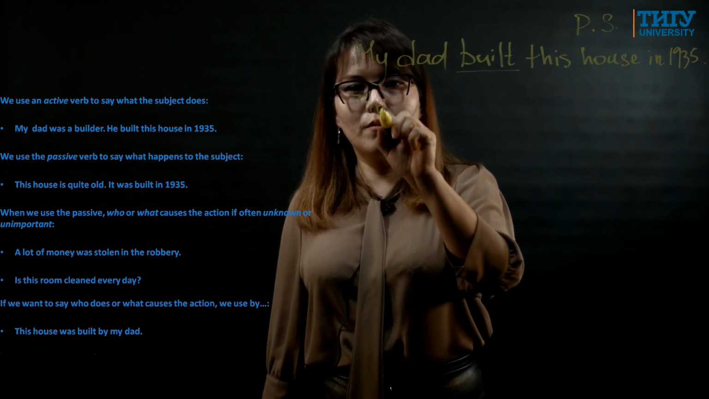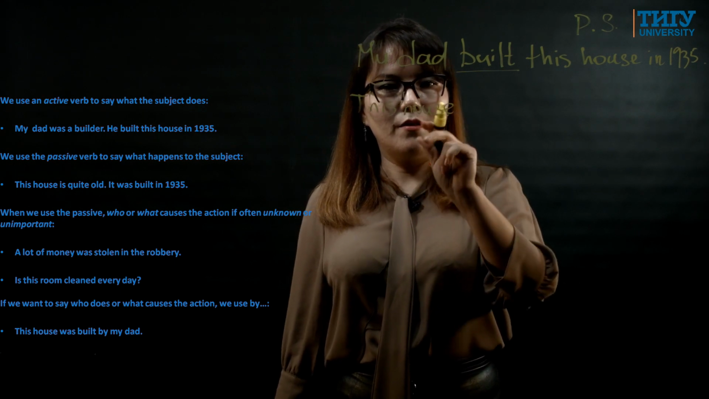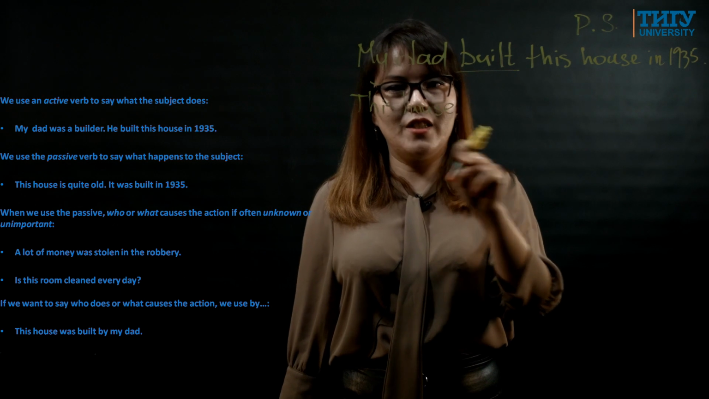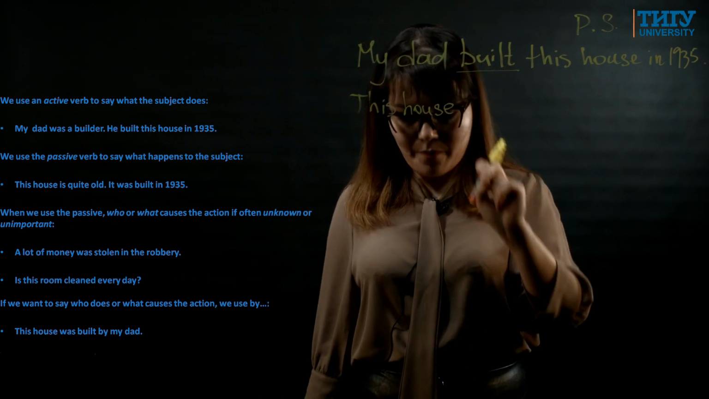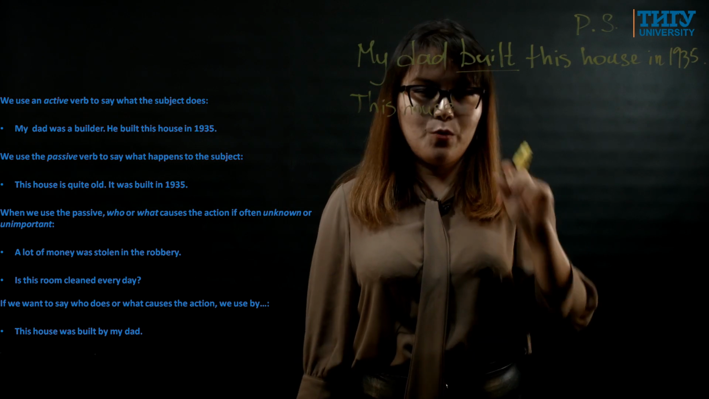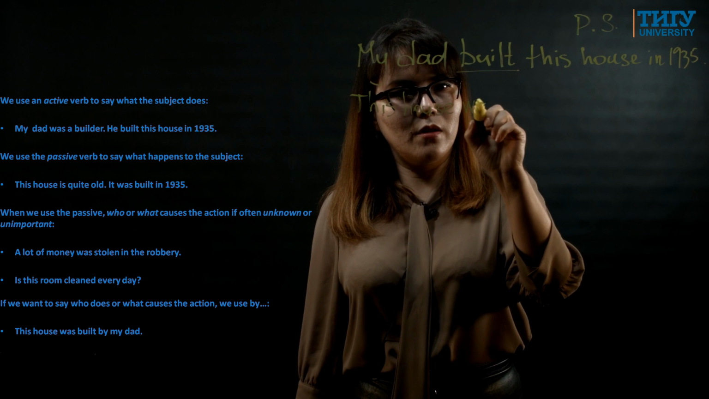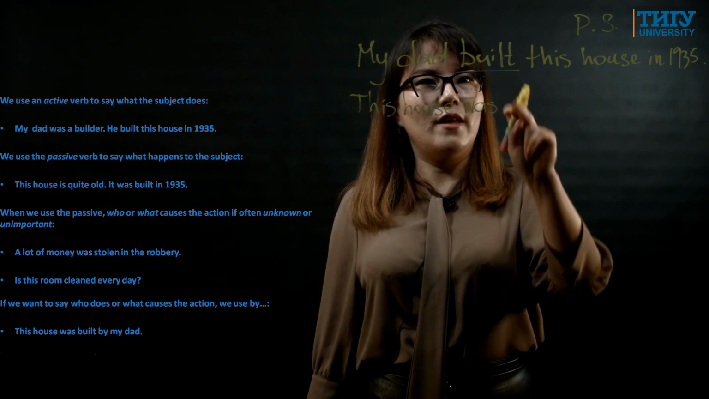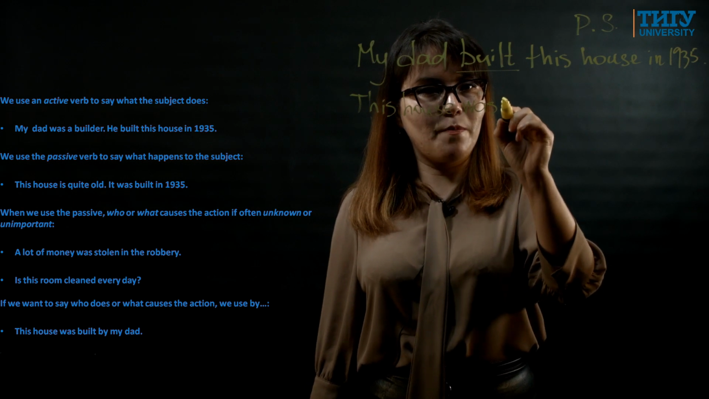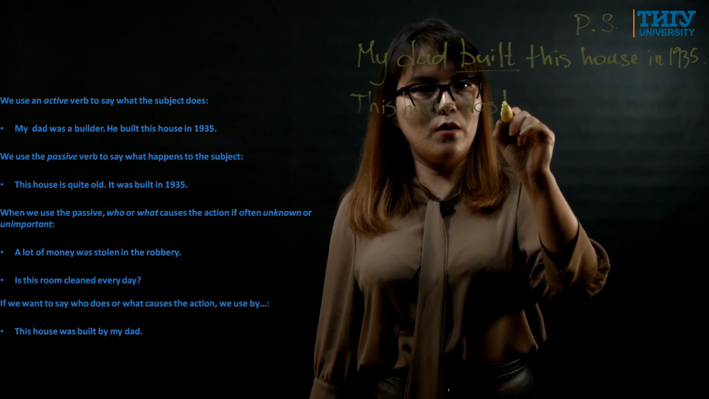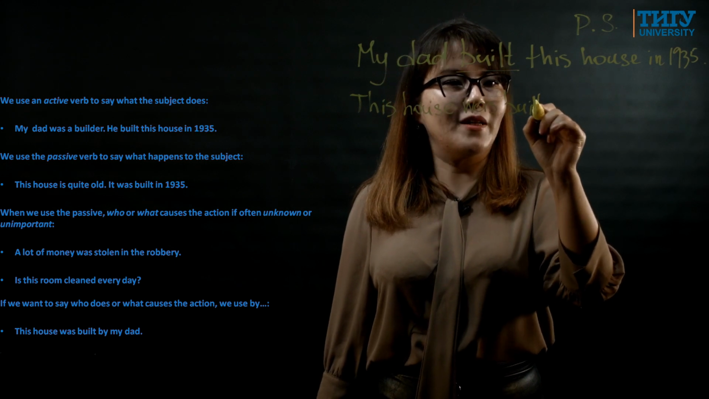This house, because the subject is the one that the action is being acted upon. So this house built. So we have to use be, this house is singular, so it will be was. This house was. Then built, the third form of the verb build is built. This house was built.